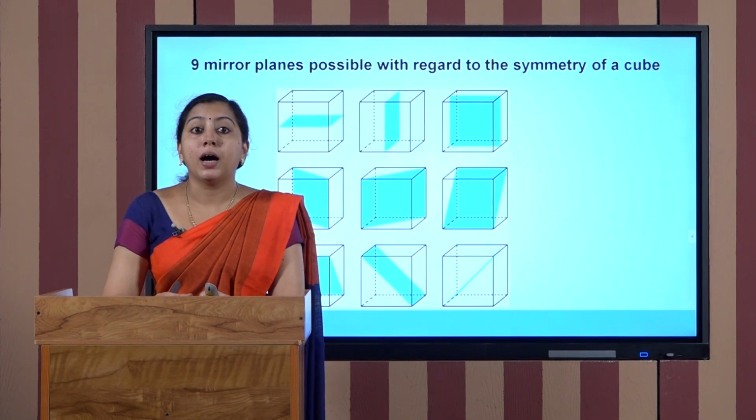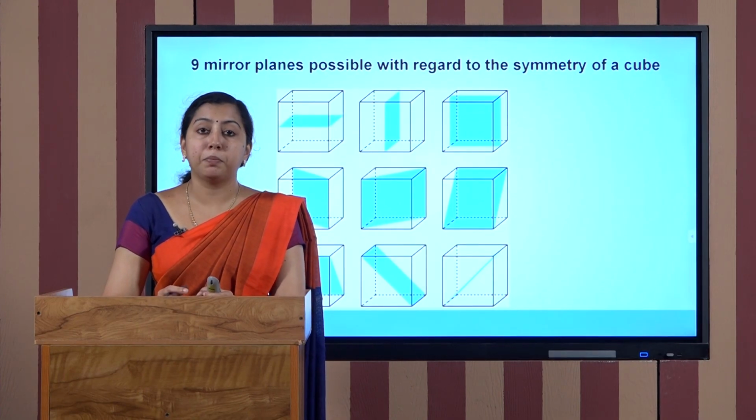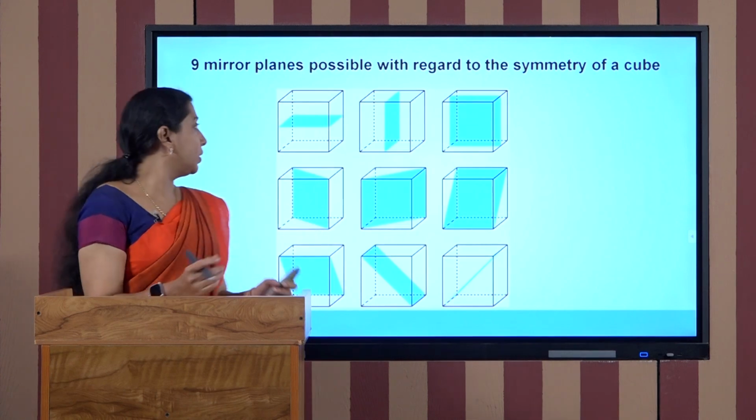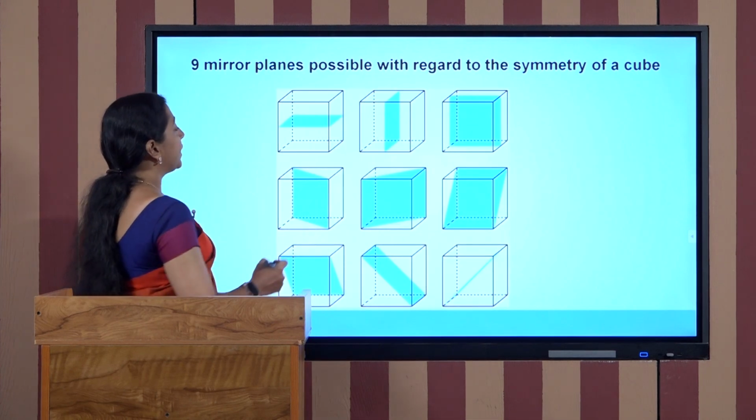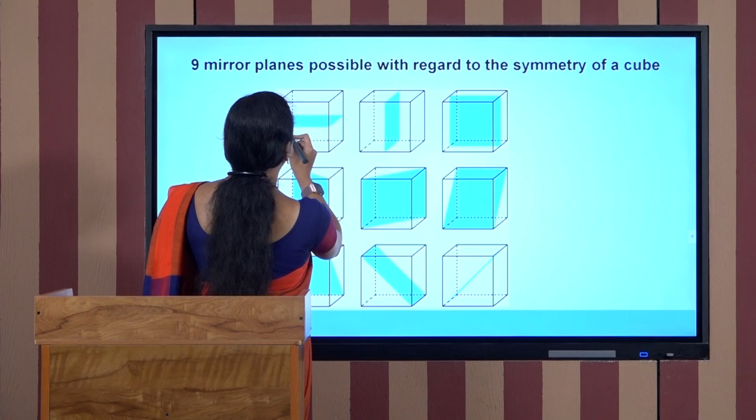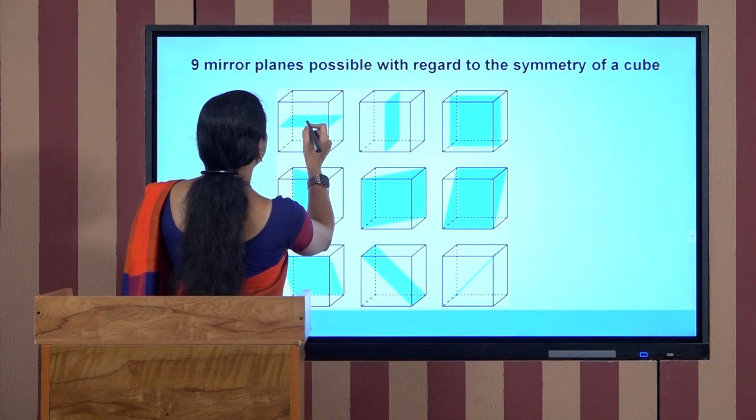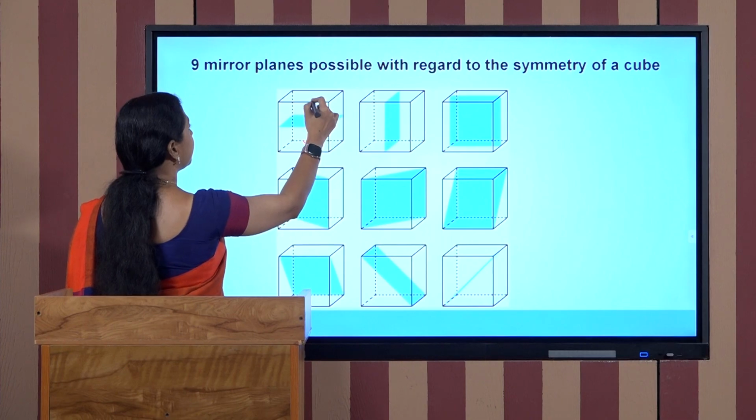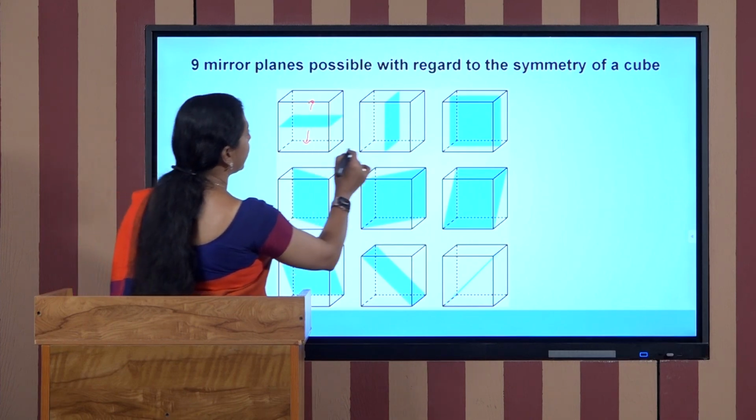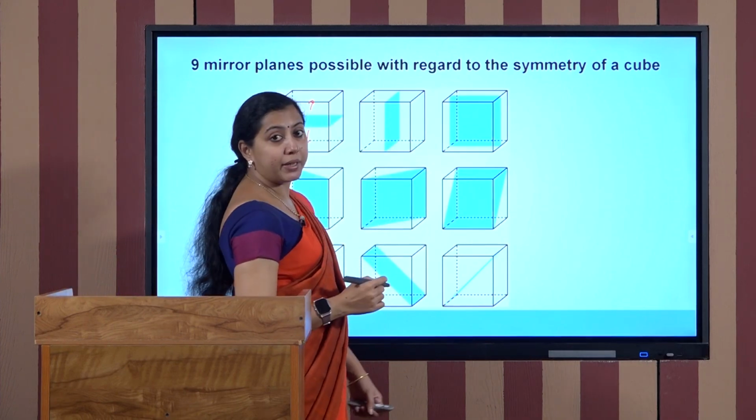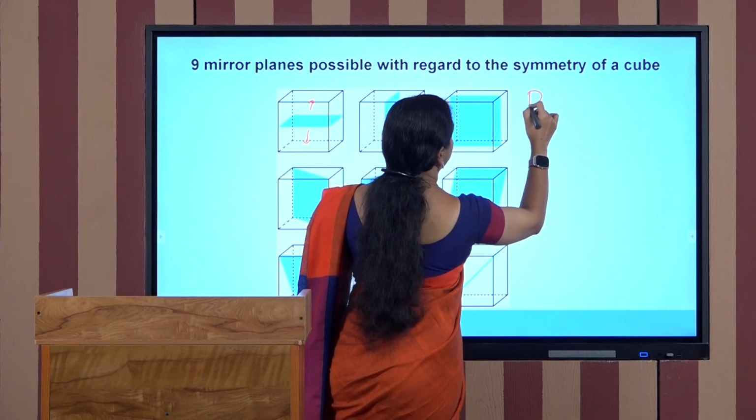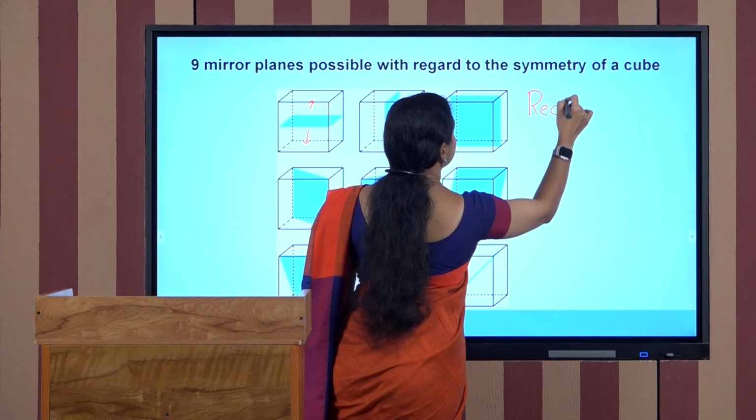Given here are the 9 planes possible with regard to the symmetry of a cube. On the top, we can see a plane parallel to 2 opposite faces. So, there are 3 such planes, and these are called the rectangular planes of symmetry.